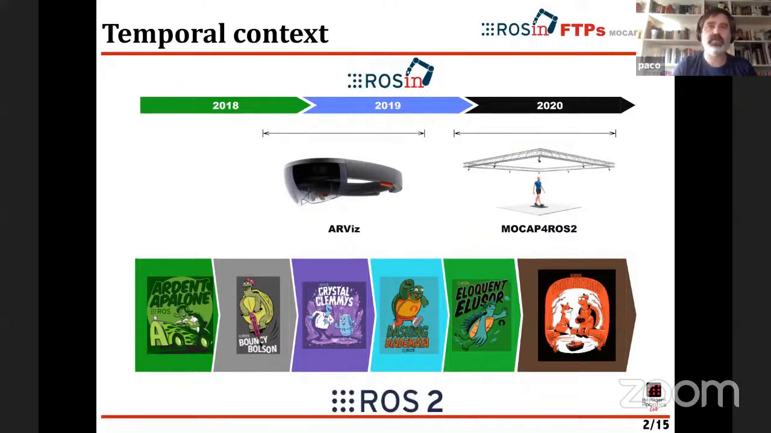The other project, the mockup for ROS-II project, finds a much more stable scenario. This project started in November 19 and has just finished. It supports Foxy, which is the latest ROS-II distribution, and also the first with long-time support.